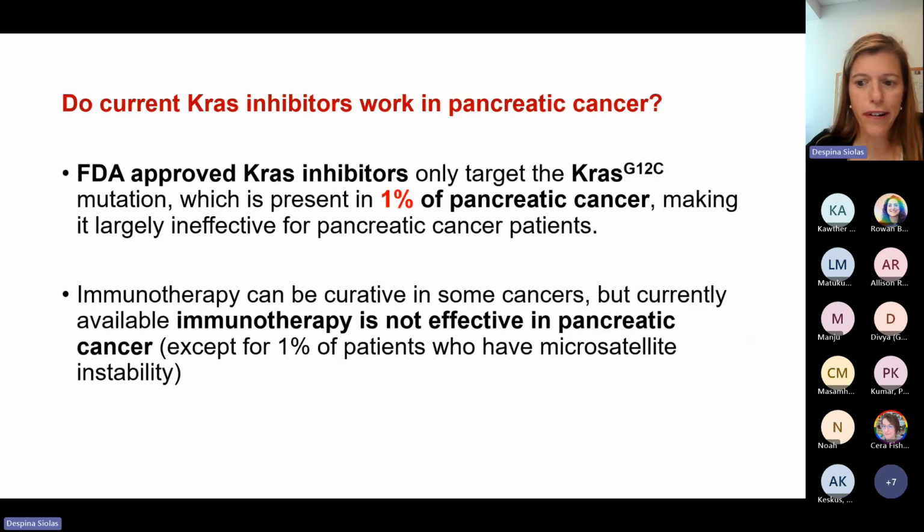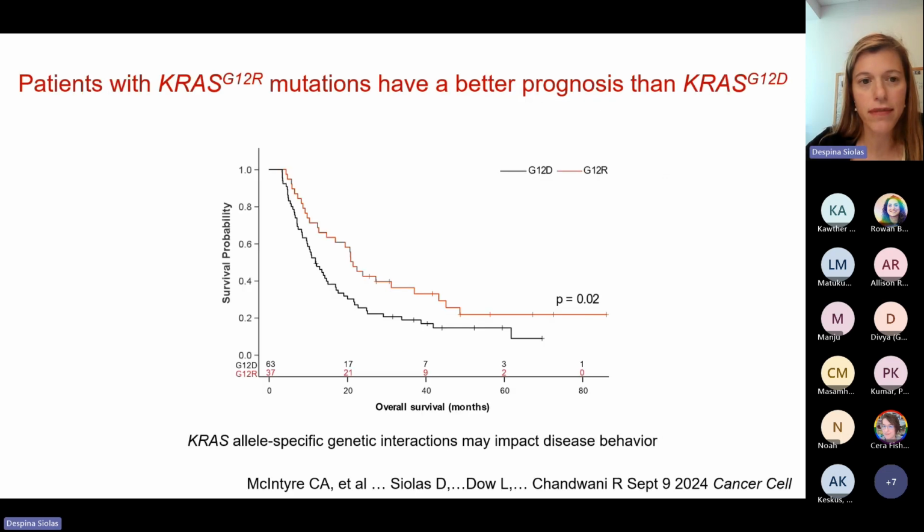Well, okay, so just throw an inhibitor at it and then everything will get better. Well, the FDA approved KRAS inhibitors only target the KRAS G12C mutation, which is present in only 1% of pancreas cancer, making it largely ineffective for most patients, 99% of patients. And as I mentioned, immunotherapy can be curative for some patients, but not effective in pancreatic cancer. So neither of these are really practical options for patients.